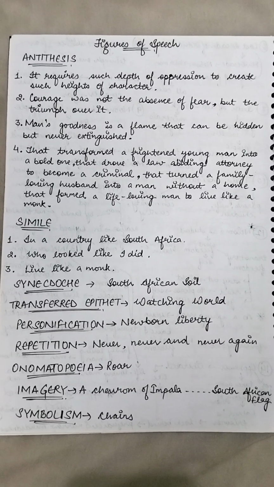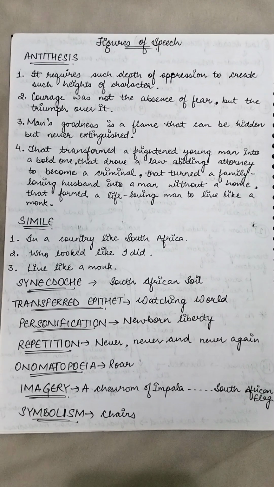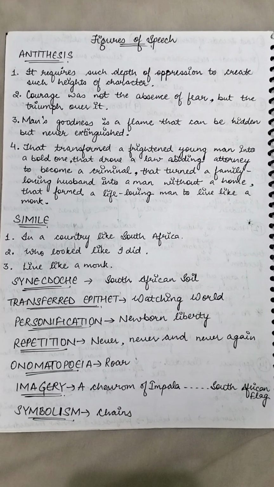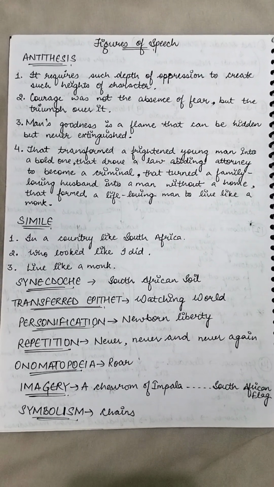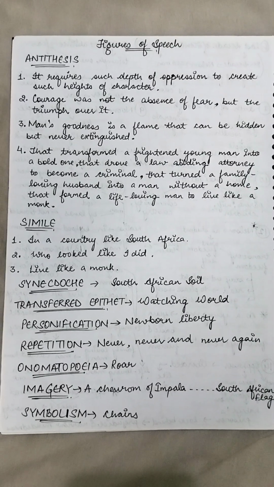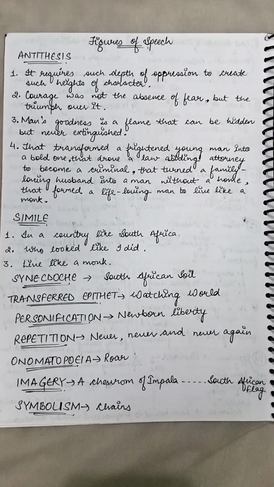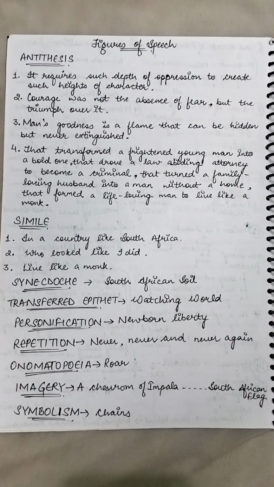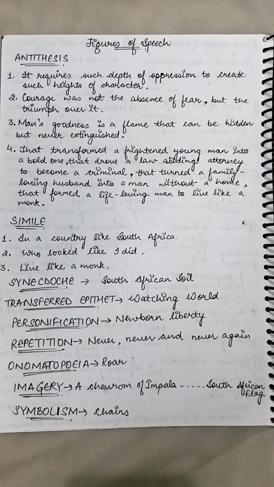Next is repetition. Repetition, the name only suggests that we are repeating the same words, you can see in the example also. Next is onomatopoeia. It is a very new thing. Onomatopoeia, generally students find it very difficult, but it is not very difficult.